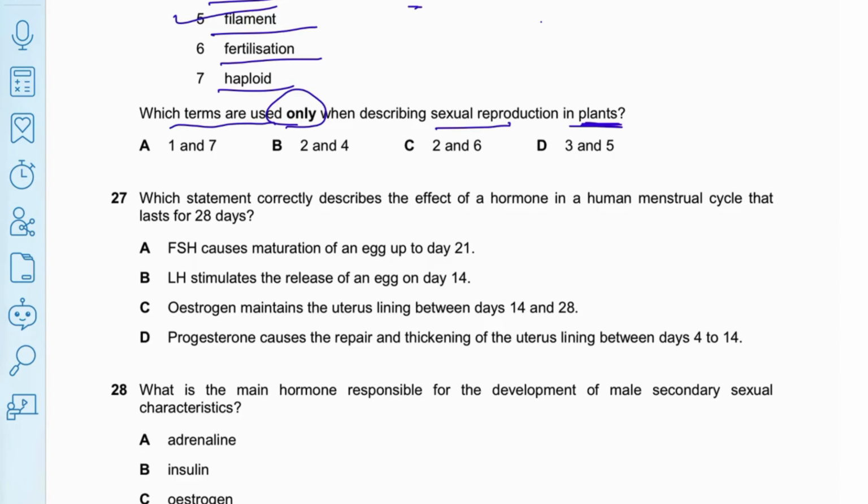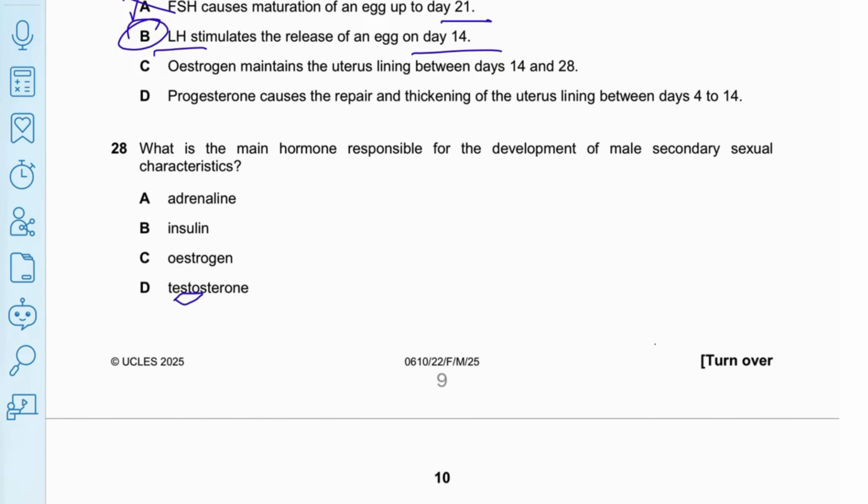27. Which statement correctly describes the effect of a hormone in human menstrual cycle that lasts for 28 days? FSH causes maturation of an egg up to the 21st day. Wrong. After 14th day, FSH starts to decrease gradually. LH stimulates the release of an egg on the day 14. Yes, ovulation. What is the main hormone responsible for the development of male secondary sexual characteristic? Easy. D.